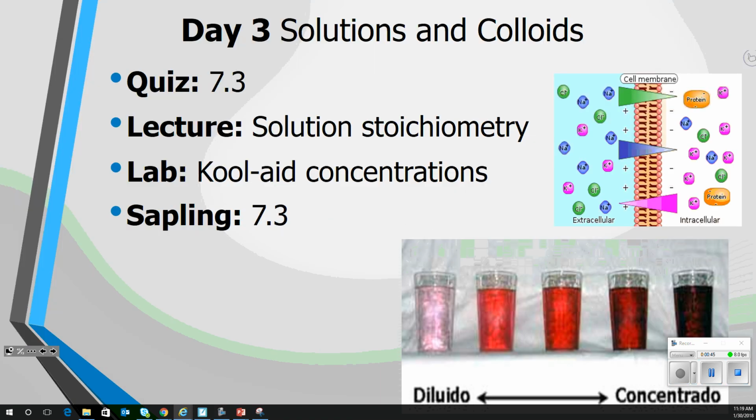Okay, today we're going to do solution stoichiometry, and we're going to do Kool-Aid lab. So as we're doing this, we're going to be doing some notes first up. So if you get your notes out, you should be starting today Sapling 7.3. So hopefully you've been working on Sapling, and if you have any questions, you're coming in, so you don't wait till the last minute and try and cram it all down your throat, right?